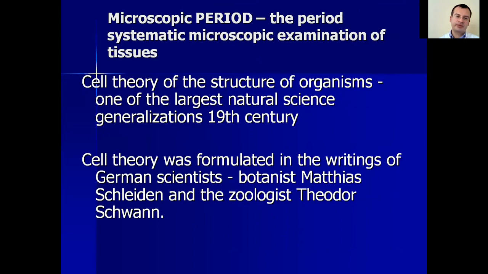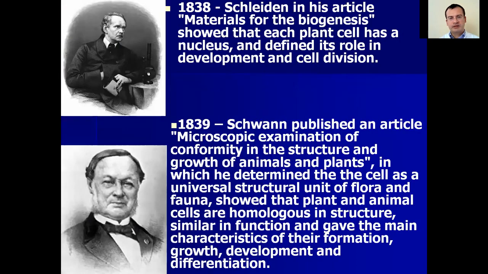Microscopic period. The systematic microscopic examination of tissues. Cell theory of the structure of organisms is one of the largest natural science generalizations of the 19th century. Cell theory was formulated in the writings of the German scientists, botanist Matthias Schleiden and zoologist Theodor Schwann. Schleiden, in his article Materials on Phytogenesis, showed that each plant cell has a nucleus and defined its role in development and cell division.